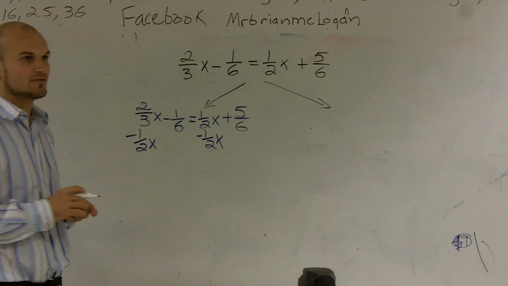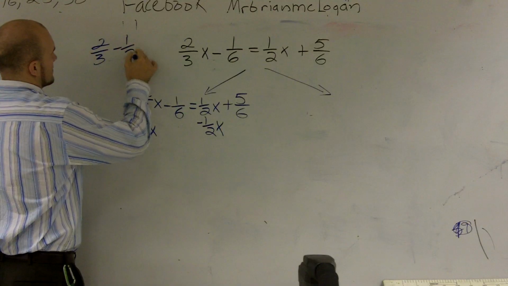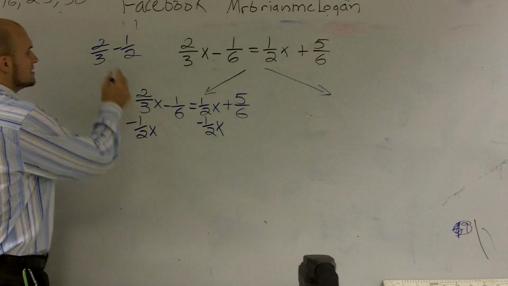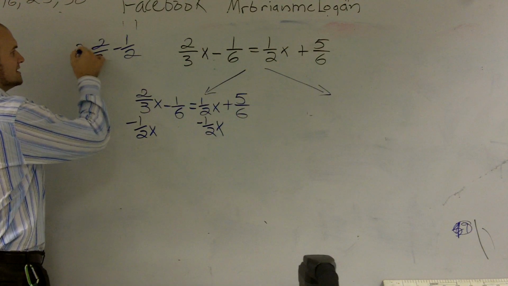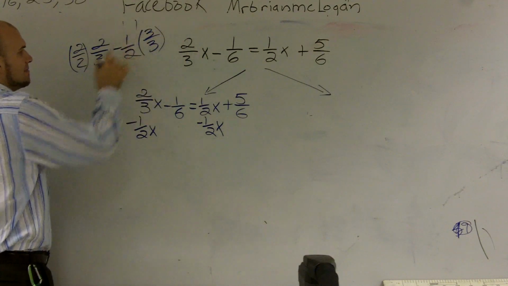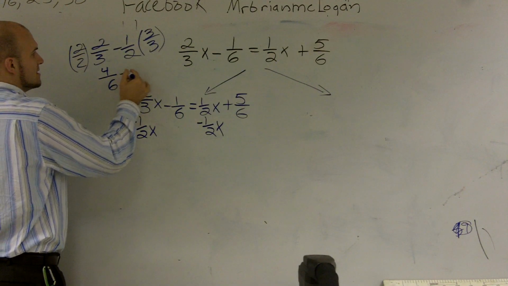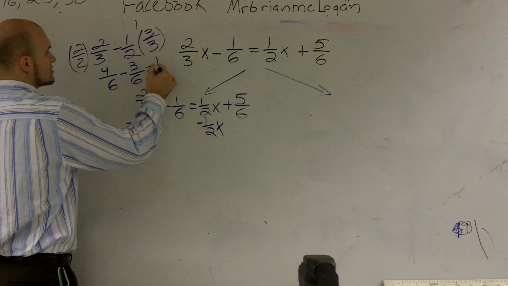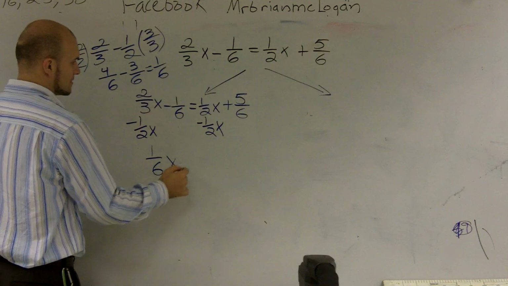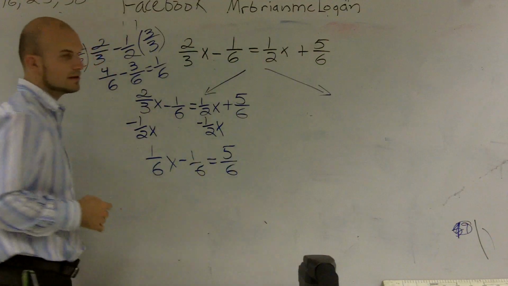Now why this is not a very preferred method is students hate subtracting fractions. All right? But you guys need to know the process of subtracting fractions. These do not have the same denominator, so I need to multiply the left by 2/2 and the right by 3/3, because the least common multiple of 2 and 3 is 6. So therefore I'm left with 4/6 minus 3/6, which equals 1/6. So therefore this is 1/6 x minus 1/6 equals 5/6. All right?